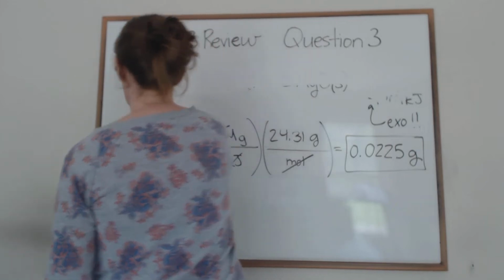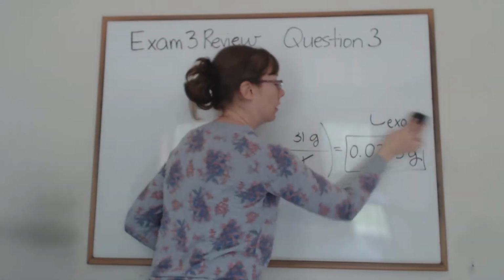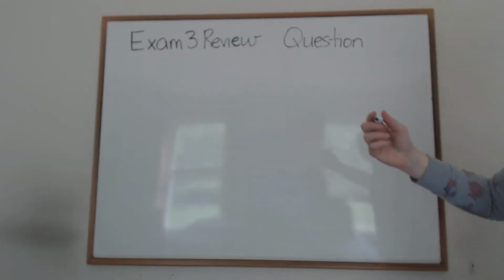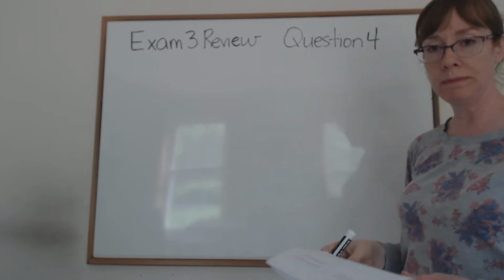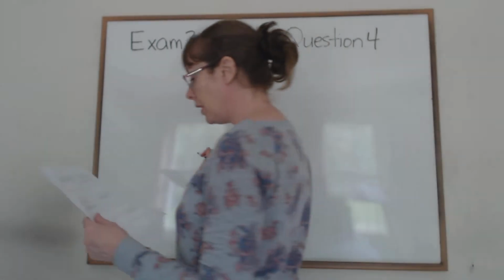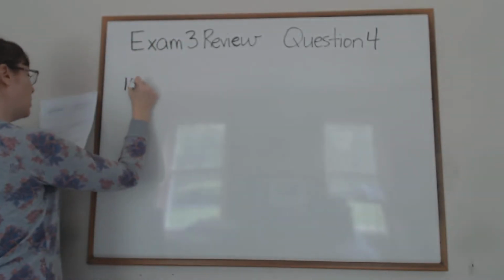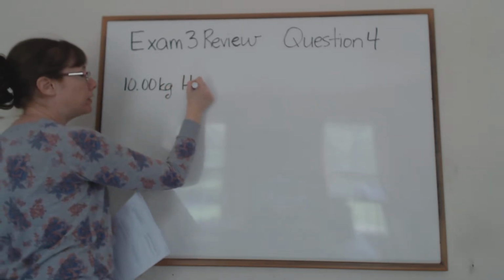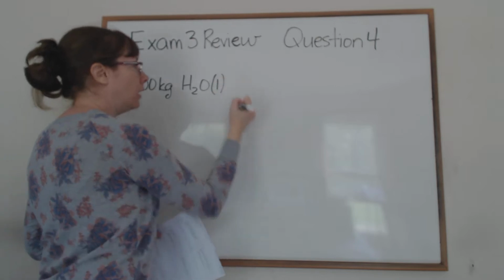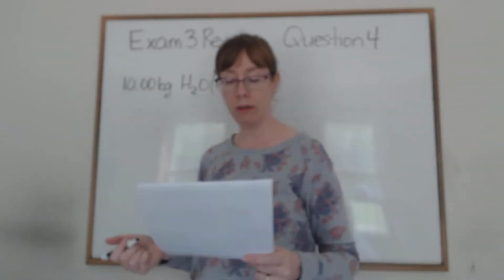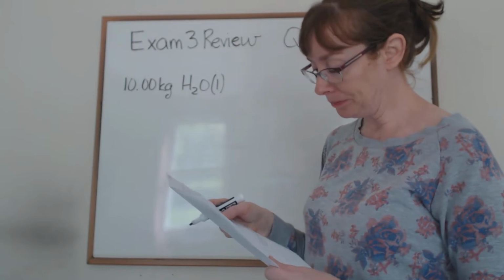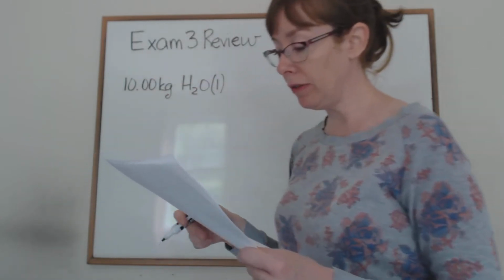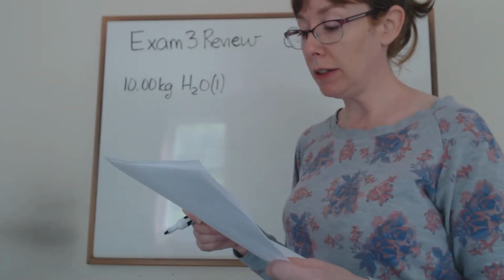Alrighty, moving along to question number 4. Question number 4. If 10.00 kilograms of liquid water, so 10.00 kilograms, liquid water is a little bit of a, you don't really need to say liquid water. Water is always a liquid. I don't know why I wrote that, but anyhow. At 24.6 degrees C, absorbs 904 kilojoules of heat. What will its final temperature be?